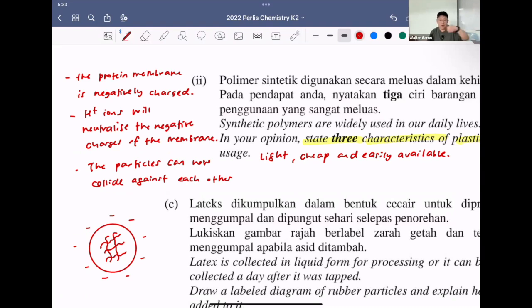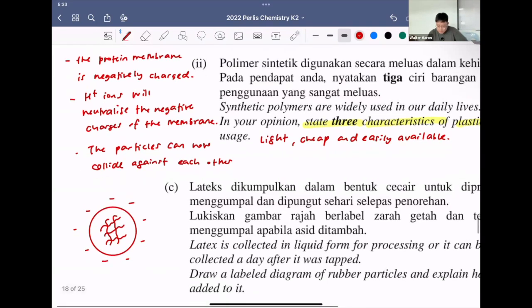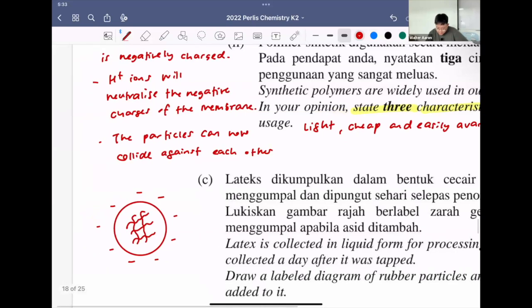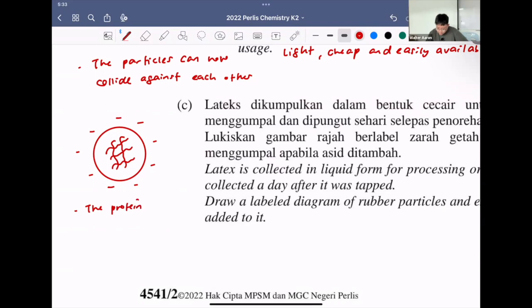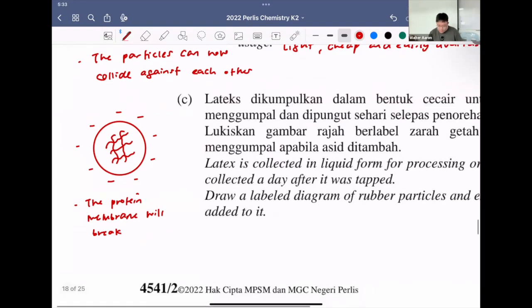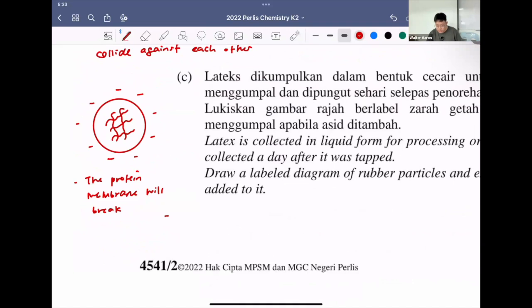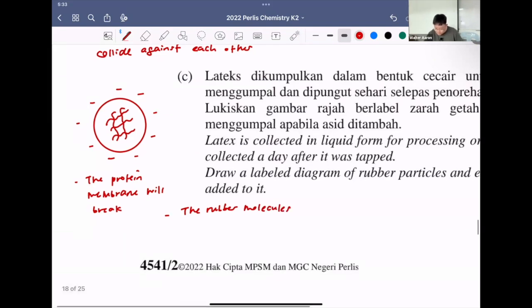And then after that, the rubber particles can actually mix together. So you can see in the next part over here, you can just say that the protein membrane will break or crack. Okay, other one. And you can see that the rubber polymer will then stick to each other. So the rubber molecules will combine with each other or will clump together.